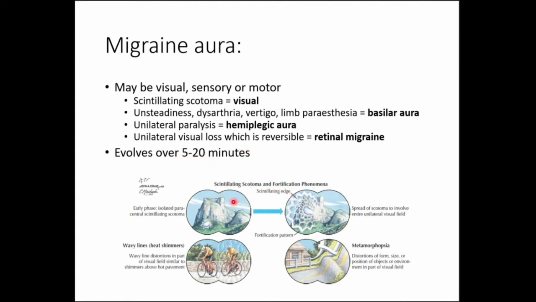So this image is just showing how the aura may evolve over time. It starts off with an isolated paracentral scintillating scotoma, which over time spreads and starts to occupy more of the patient's visual field. Other things which may be noticed are wavy lines or metamorphopsia.